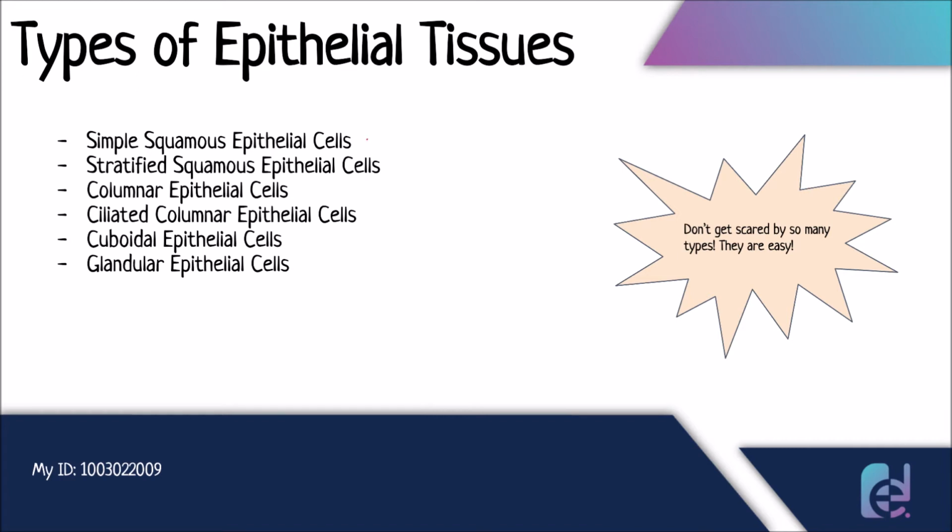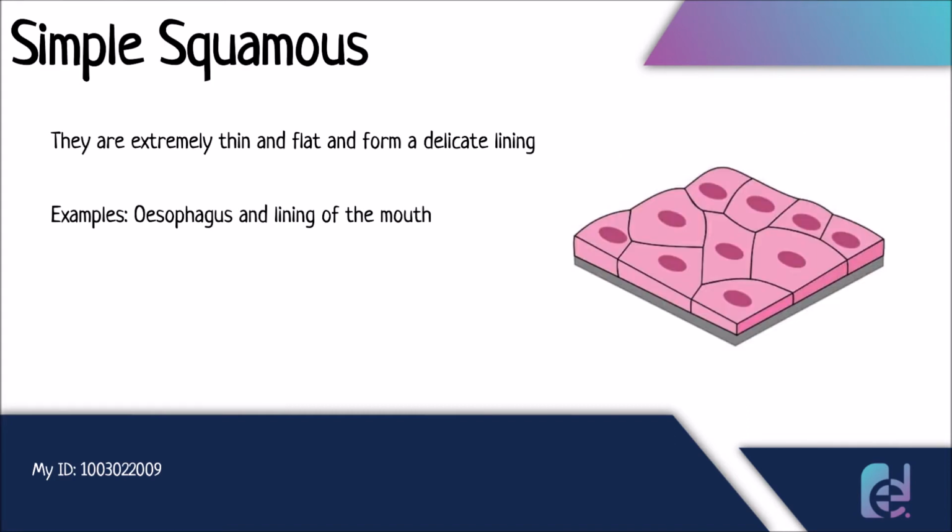Firstly, we have simple squamous epithelial tissue, stratified squamous, columnar, ciliated columnar, cuboidal, and glandular. Now don't get scared by so many types because they're actually really easy. The first type is simple squamous. They are extremely thin and flat and they form a delicate lining. In this image you can see that they're very thin and flat. They're found in the esophagus, the food pipe, and in the inside lining of the mouth.